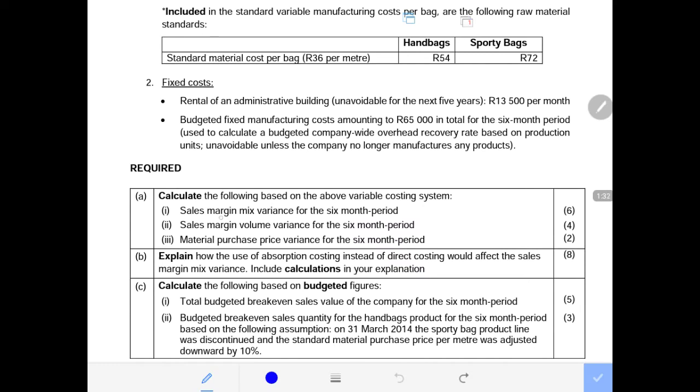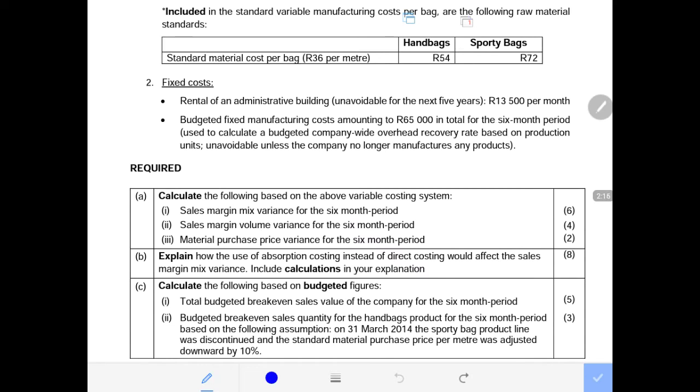We are then required to calculate the sales mix variance. I want you to underline the word mix specifically, sales margin mix variance for the 6-month period. Why am I highlighting that mix? It is because in the earlier question that I did, the company called Dazzle Ltd, we were required to calculate the break-even point based on their standard product mix. If you remember that question, if you have listened to it, based on the standard product mix.